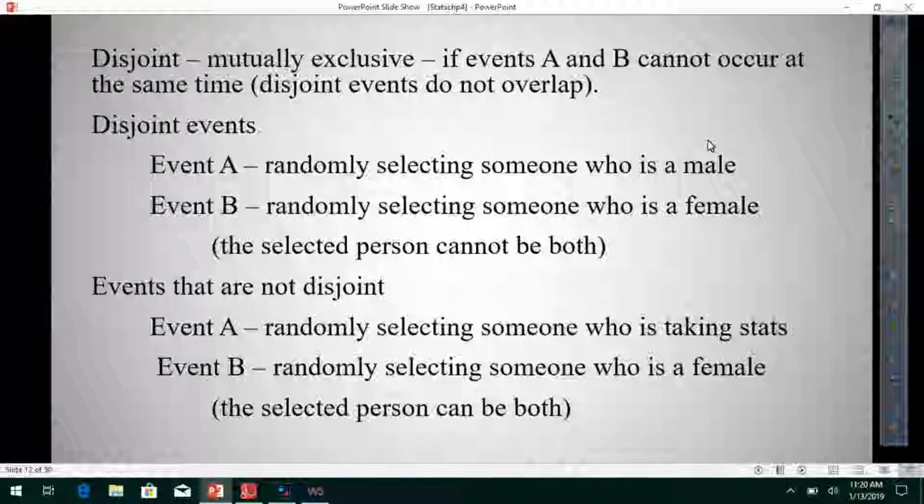Events that are not disjoint. Event A, selecting someone who is taking stats. Event B, randomly selecting someone who is female. The selected person can be both. So those are not disjoint. So that's kind of like an example.